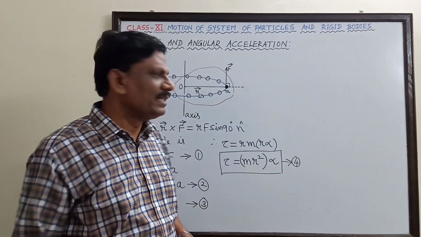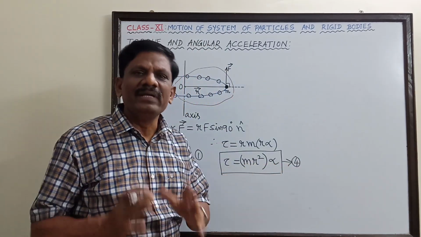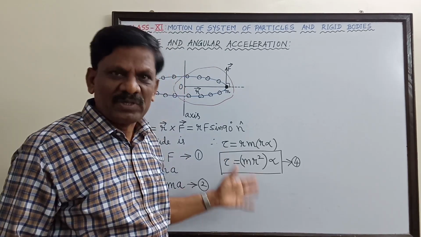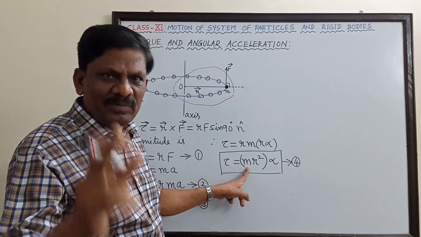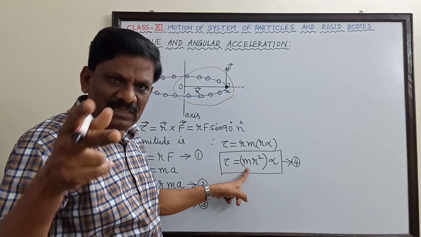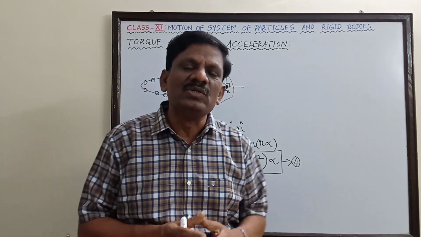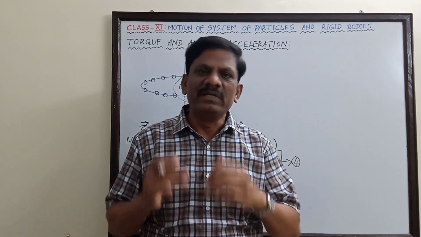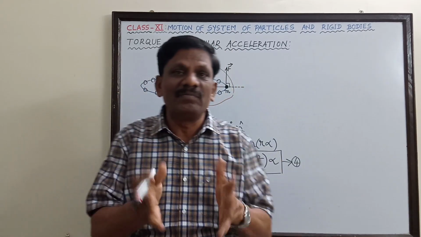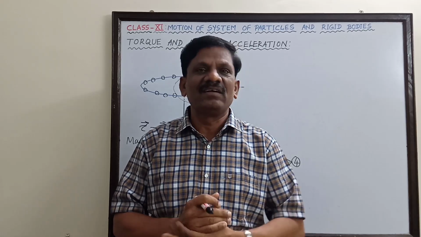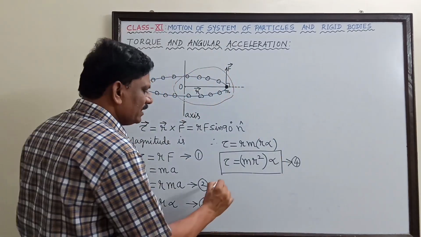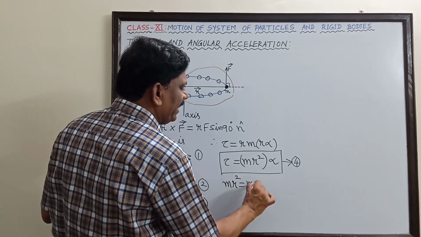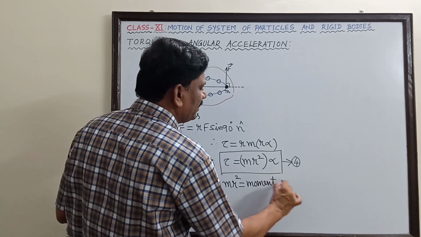Before that, what role does this quantity m into r square play in this expression? The product of the mass of the point particle and the square of its distance from the axis is going to resist the rotational motion of the rigid body. This term offers some opposition to the rotational effect of the body, and this quantity m into r square is called the moment of inertia.